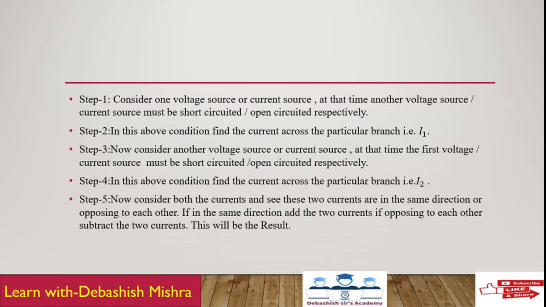In step 3, now consider the other voltage source or current source, and at that time the first voltage source or current source must be short circuited or open circuited respectively. In step 4, in the above condition, find the current across the particular branch, that is I2.